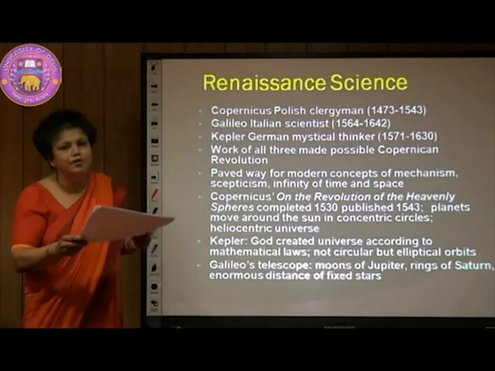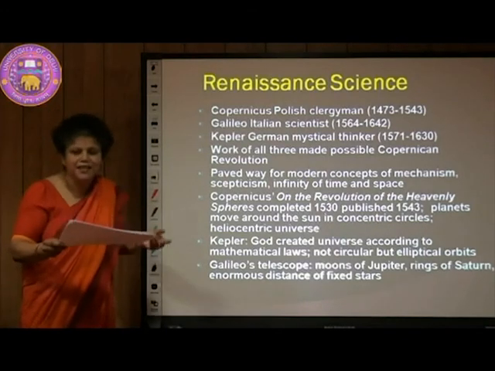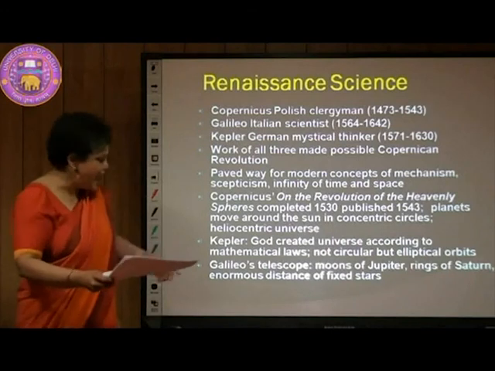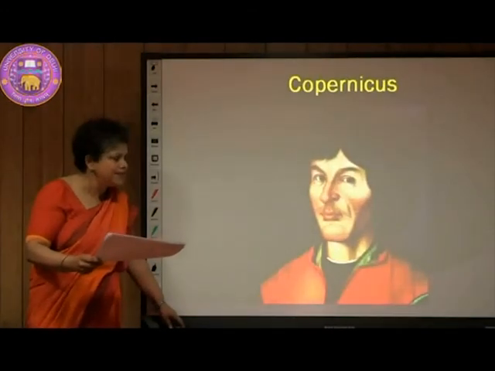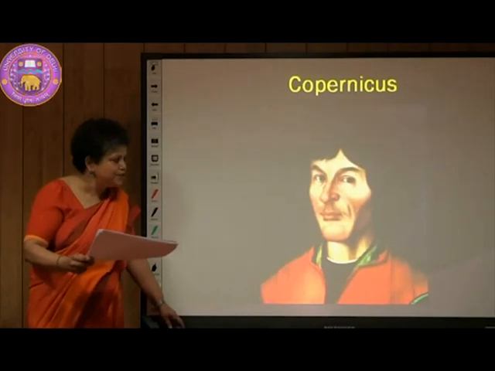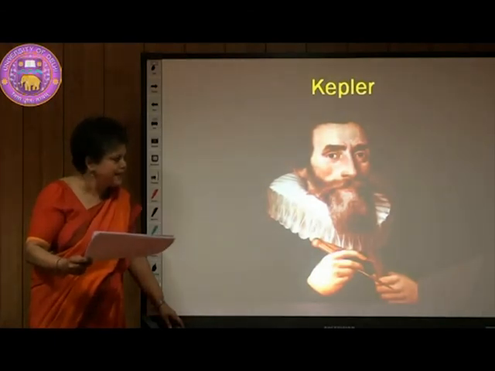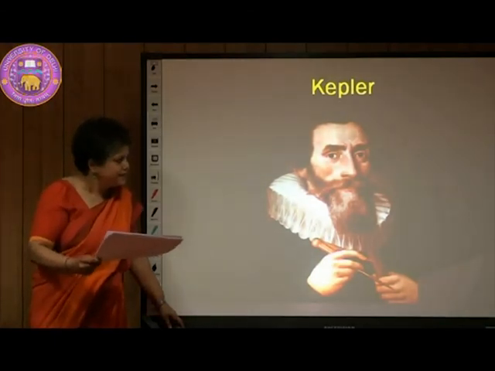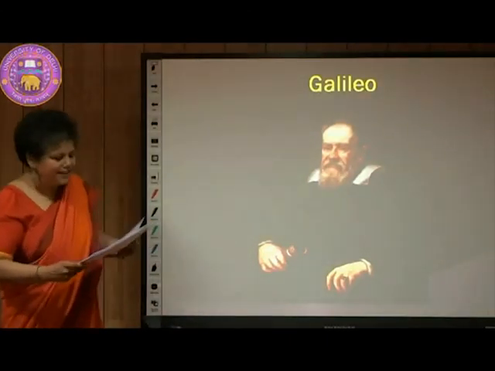And of course, Galileo's telescope, with which he sees the moons of Jupiter for the first time, the rings of Saturn, and measures the enormous distance of fixed stars. And these are the portraits. This is Copernicus, a Polish clergyman, Kepler, the German mystical thinker, and Galileo carrying his telescope, the Italian scientist.